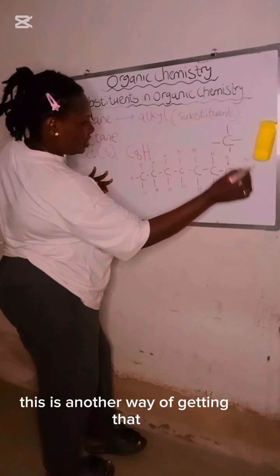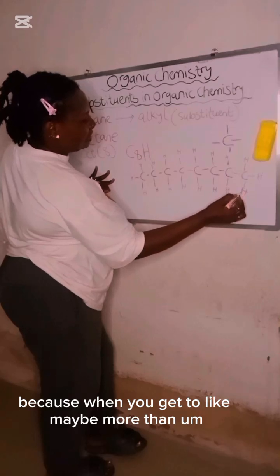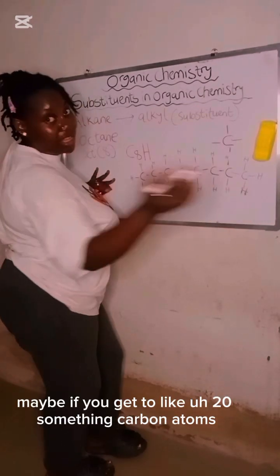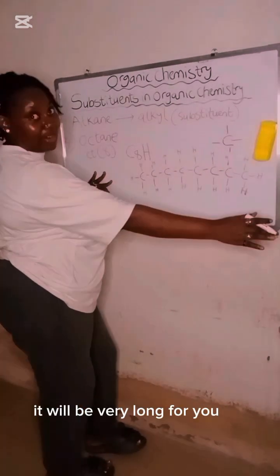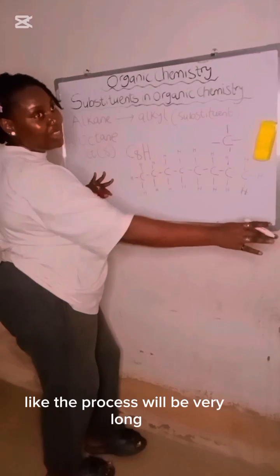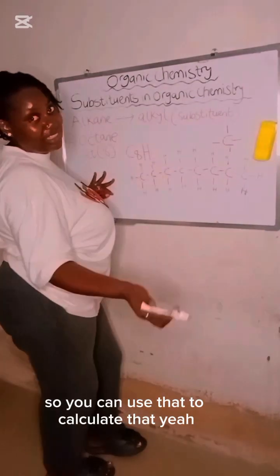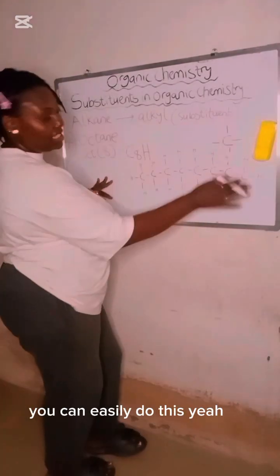this is another way of getting that. When you get to more carbon atoms, maybe 20 something carbon atoms, the process will be very long for you. So that is why the general formula is coming. You can use that to calculate that. But since we don't have many carbon atoms, you can easily do this.